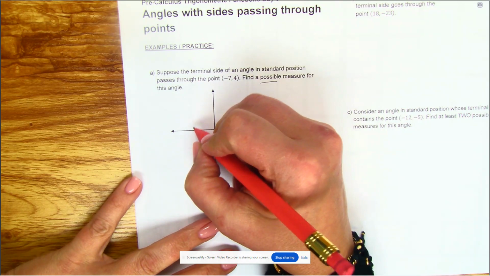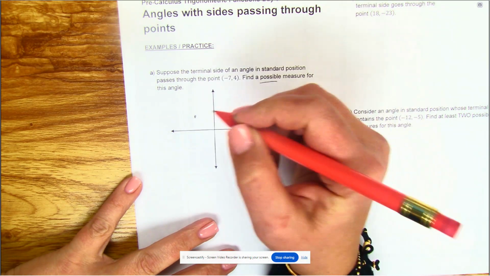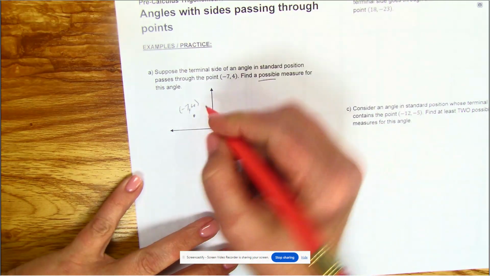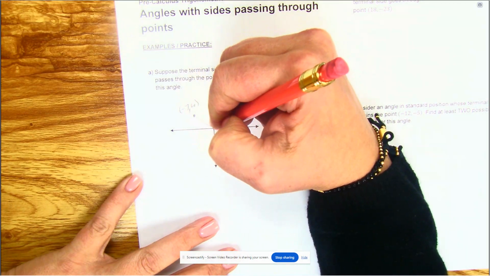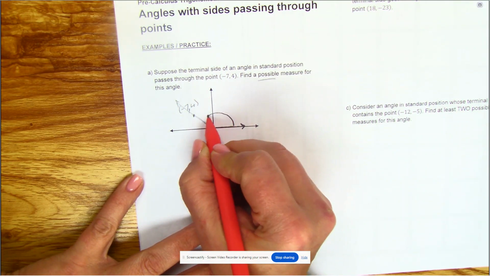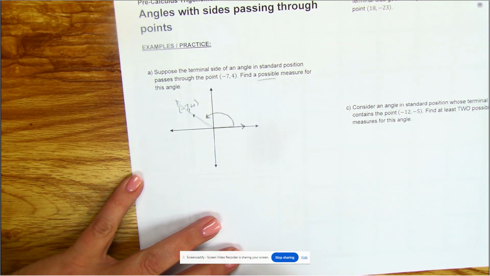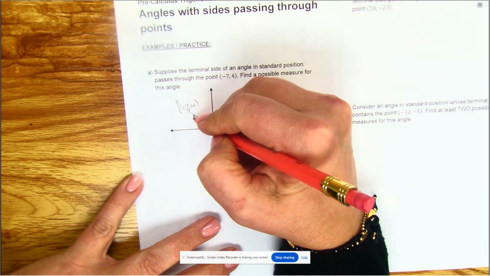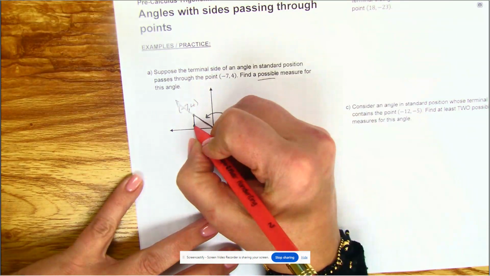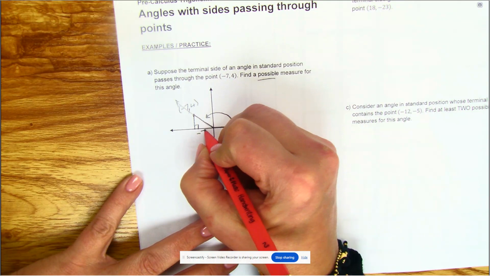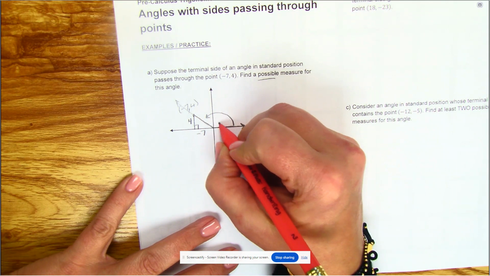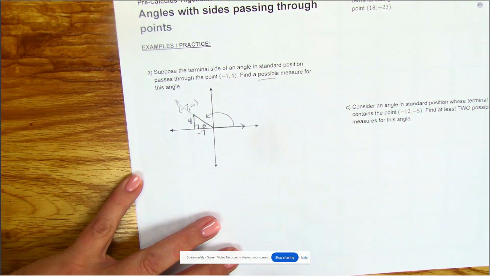So it's like -7,4. I'm just ballparking, right? And the angle passes through this point. It wants me to find this angle right here. All right, well, I can drop this down and create a right triangle, and I know this is -7 and this is 4. And now I can't find this angle right here directly, but I could find this angle right here using trig.